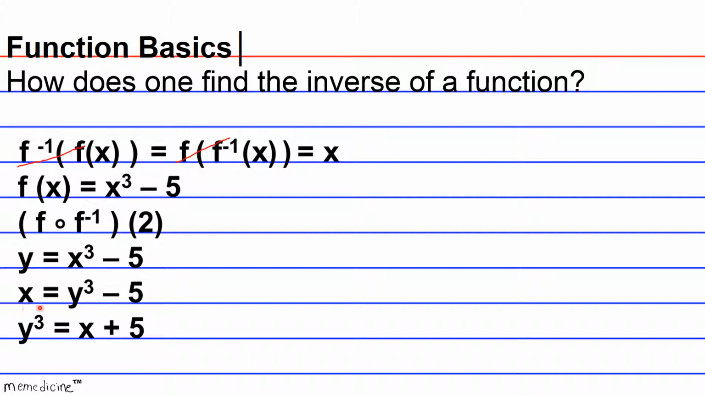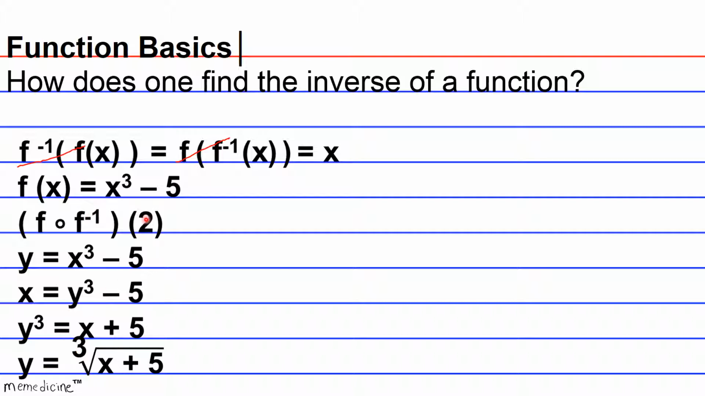Now, in order to get y, or f inverse of x, we have to take the square root of the left-hand side, not the square root, the cube root of the left-hand side. So we're also doing that to the right-hand side. So y, or really this is f inverse of x, is equal to the cube root of x plus 5. So here goes our inverse function. Yay! This is f inverse of x, okay?